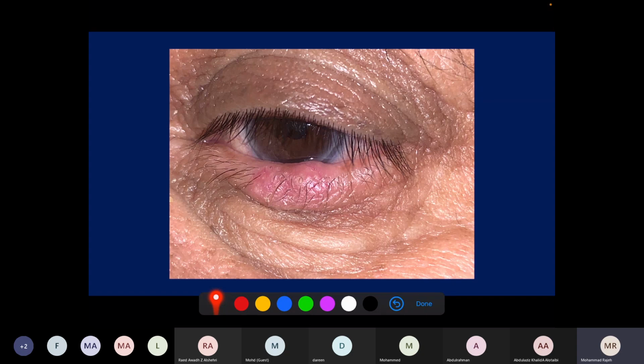So this patient, again, the other history is recurrent chalazion and infection in the eyelid at the same site. In an elderly patient, you think of sebaceous cell carcinoma.